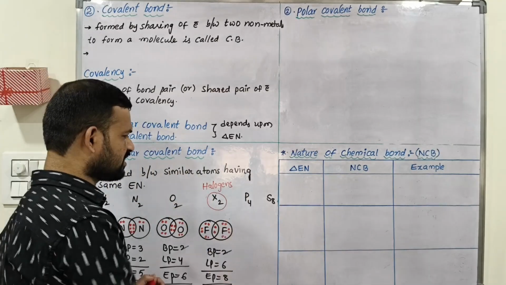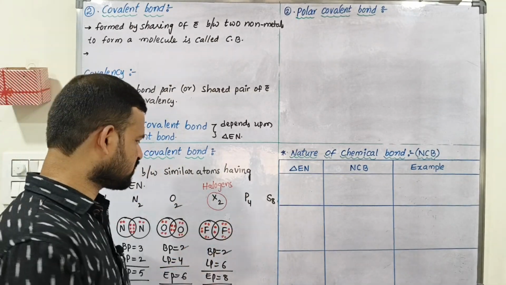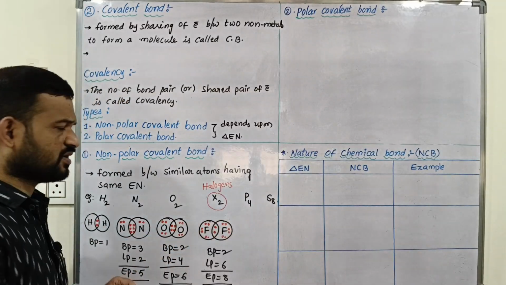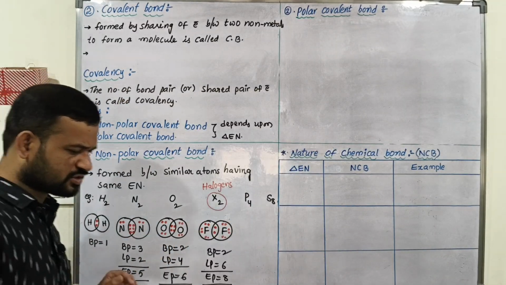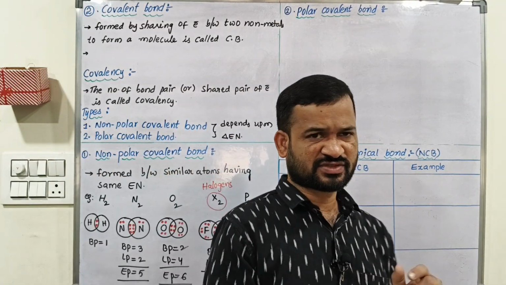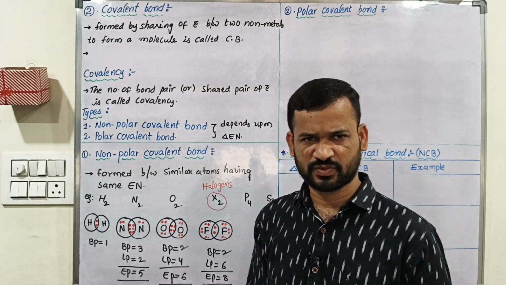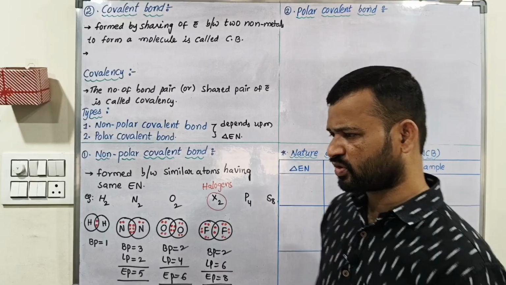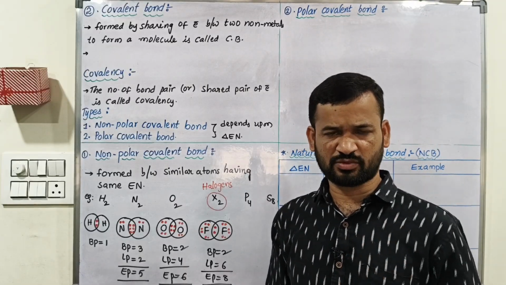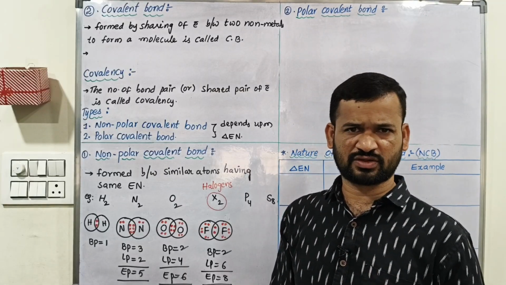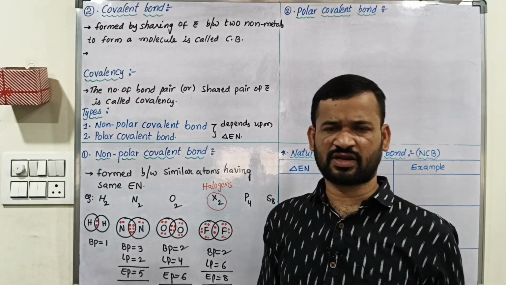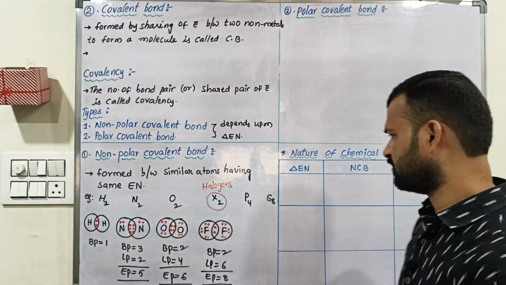Understand? Okay, like that P4S8. So these are all homoatomic molecules. Homoatomic molecules means made up of atoms of the same element. So these are also called molecules of elements. Next, molecules of compounds are heteroatomic molecules. They are also covalent molecules, made up of different atoms of different elements.